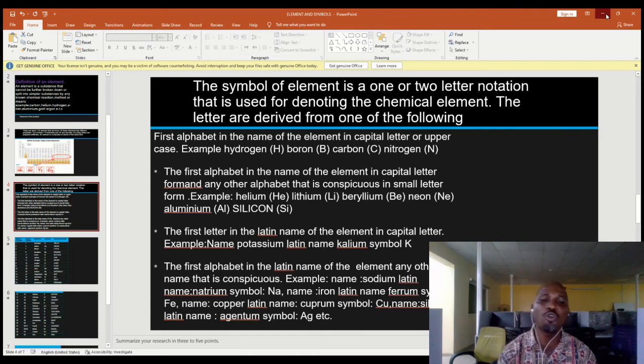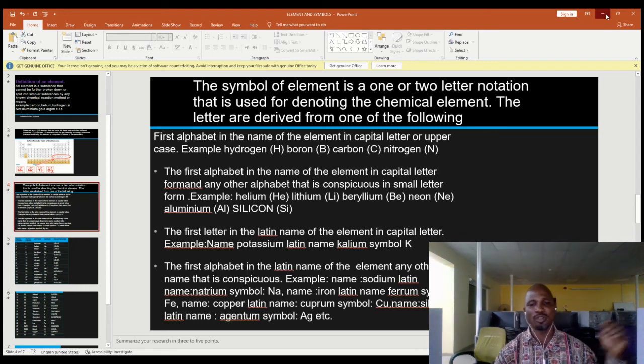And that's why we have sodium. The Latin name of sodium is natrium, and that's why the symbol of sodium is capital letter N, small letter a. The Latin name of iron is ferrum, and that's why the symbol of iron is capital letter F, small letter e. The Latin name of copper is cuprum. That's why the symbol of copper is capital letter C, small letter u. The Latin name of silver is argentum, and that's why the symbol of silver is capital letter A, small letter g.